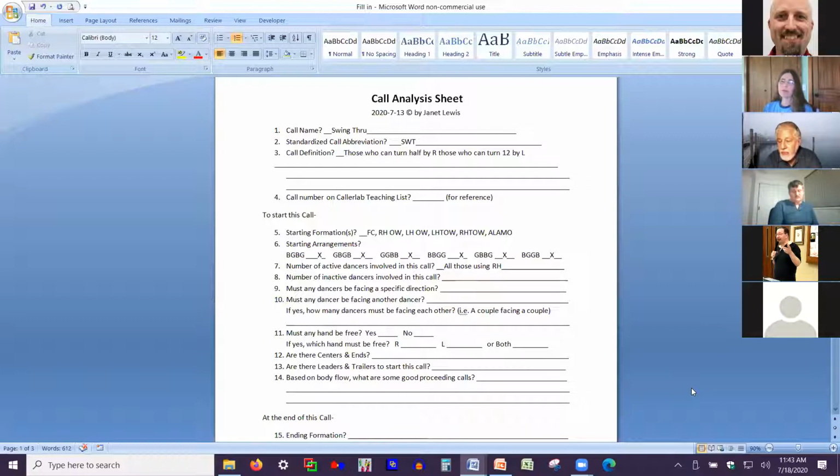I've called it. I imagine everybody has. The idea of right and left through and then half sashay doesn't really flow all that well. But right and left through, right into a roll away, and then maybe a slide through as an equivalent for a square through. What do you think?